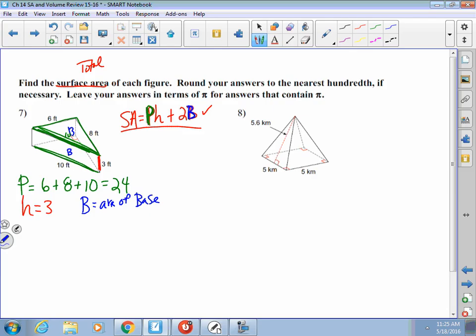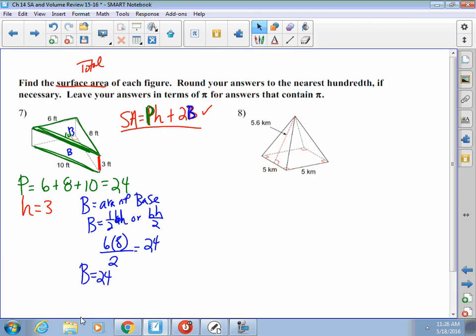So to find the area of this base, we're going to have to do 1/2 base times height. Or you can say base times height divided by 2. The key is recognizing what would be the base and the height of the triangle. So we should be doing 6 times 8 divided by 2, which is 24. So our base, our B, is also 24.